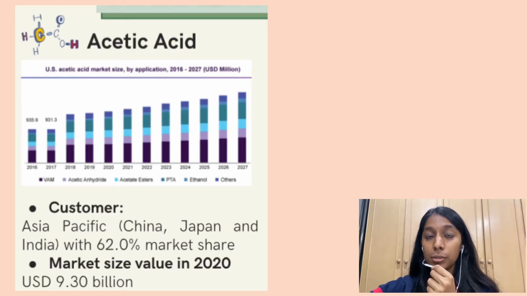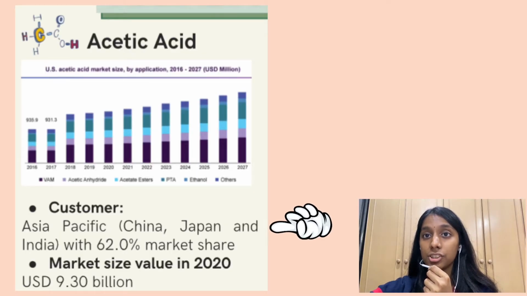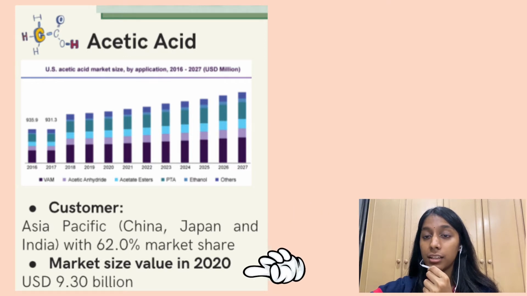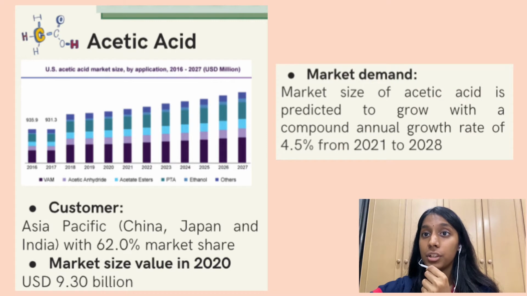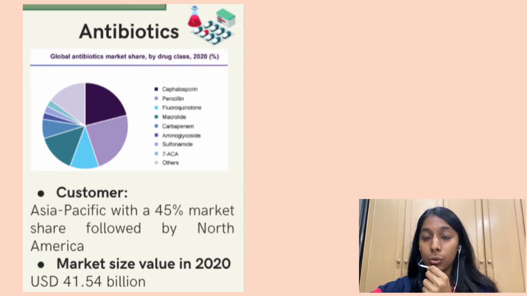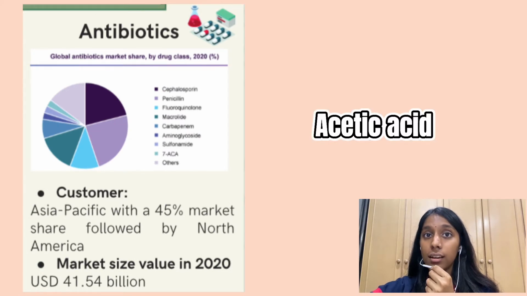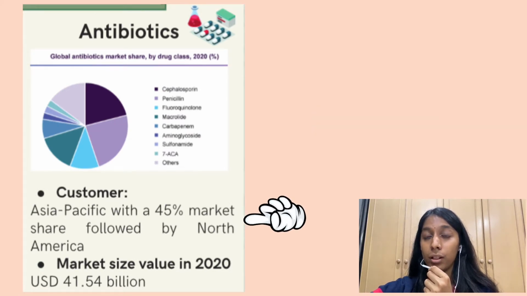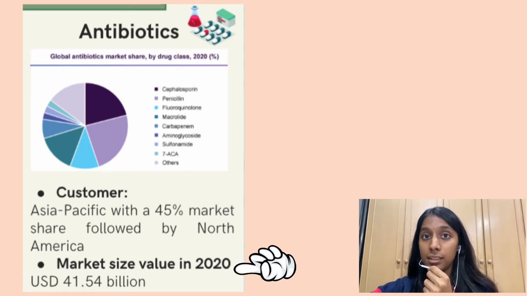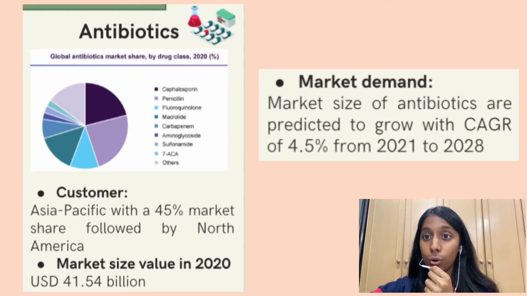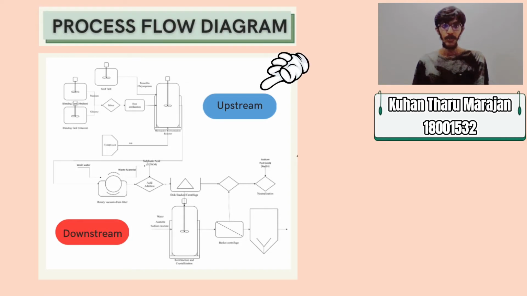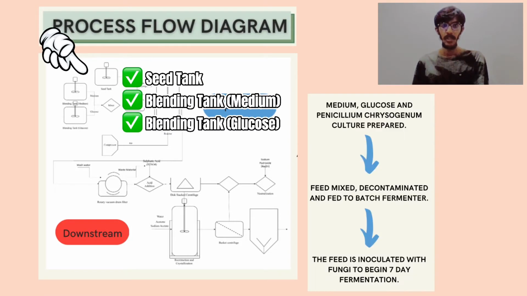Moving on, for the market analysis, we first analyzed acetic acid. The common types of customers are Asia-Pacific countries covering China, Japan, and India, while the market size in the year 2020 is USD 9.3 billion, and the market demand is predicted to grow with an annual growth rate of 4.5%. For antibiotics, where the common ingredient is acetic acid, the customers are Asia-Pacific countries as well, with 45% market share, and the market size is 41 billion USD, and the market demand is predicted to grow at 4.5% to the year 2028.